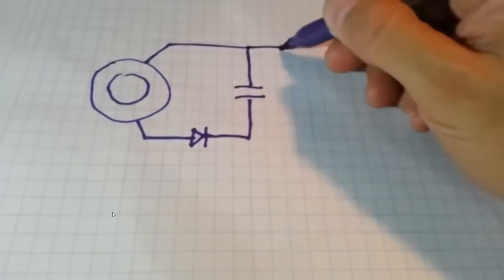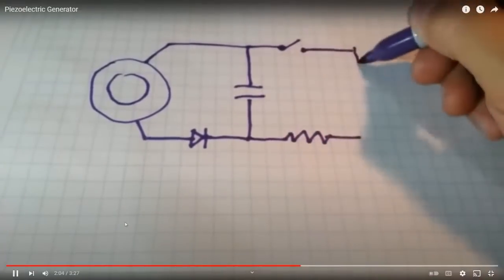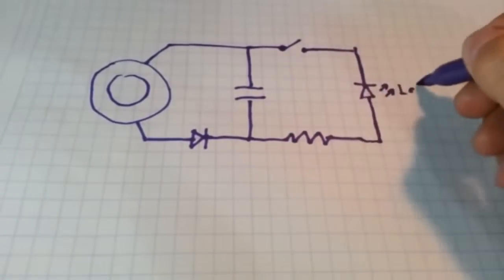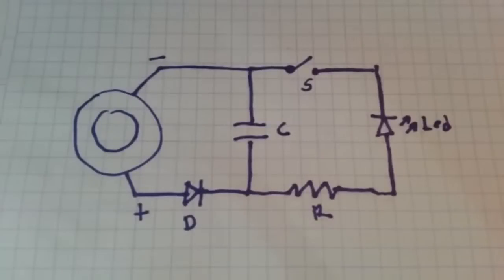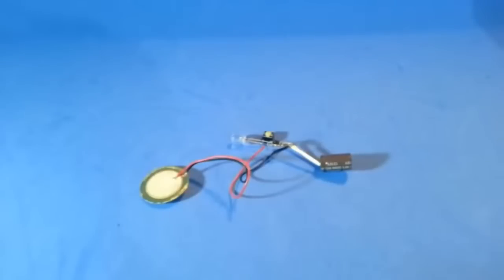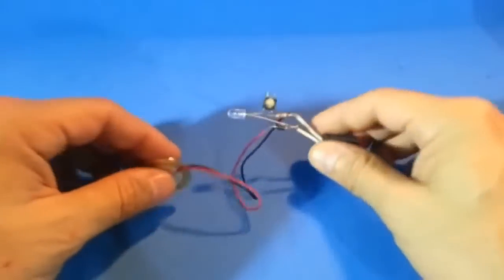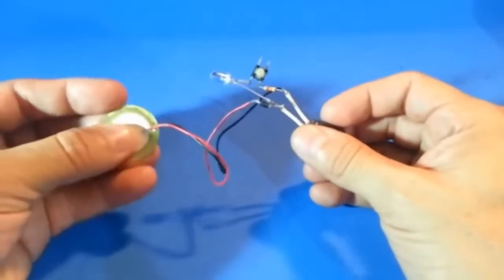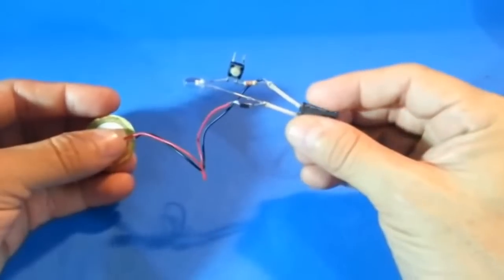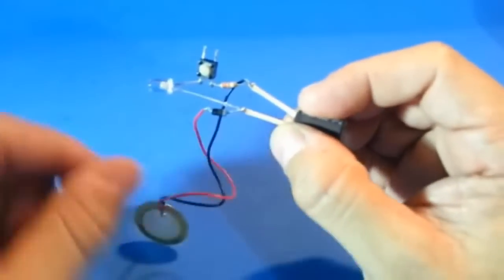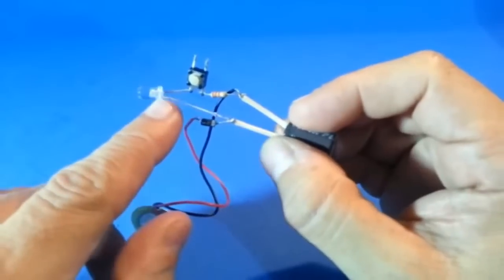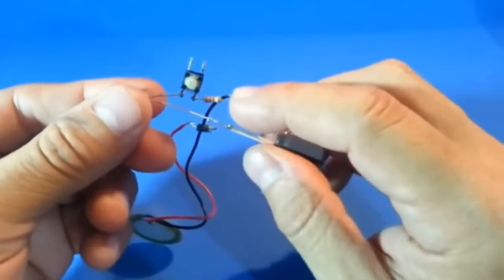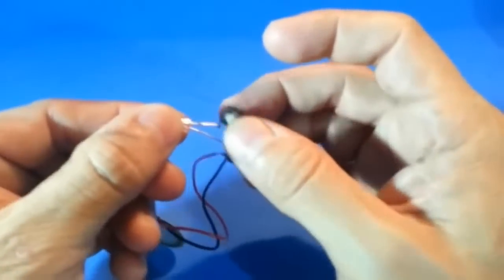Now let's make a slightly more complicated circuit, adding an LED and a switch. Yeah, this guy's pretty smart. Here's our circuit. We have the piezoelectric element connected to the capacitor through a diode. The diode rectifies the output from the piezo. We have the LED, the resistor, and the switch.